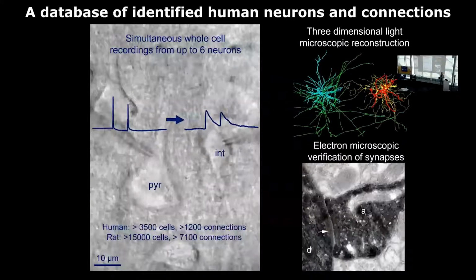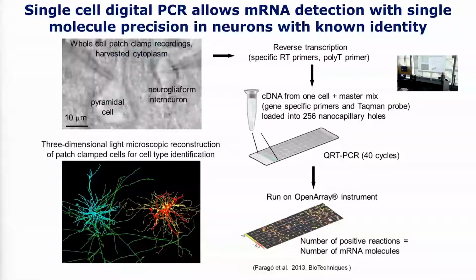What's the basic methodology we started off with? 20 years ago, this was the standard we followed in our lab. Multiple recordings, some pyramidal cells, interneurons, connection testing, light microscopic reconstructions, electron microscopy of the identified synapses. Now we added some molecular biology on top of this, bearing in mind that we wanted to analyze identified cells, identified anatomically, electrophysiologically, and also molecularly.